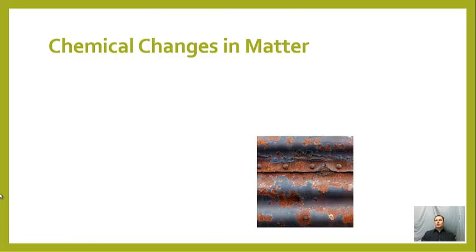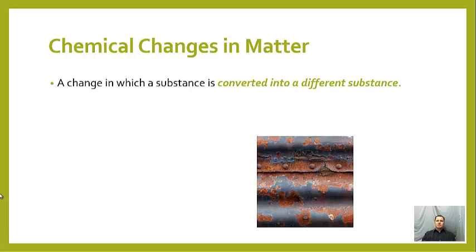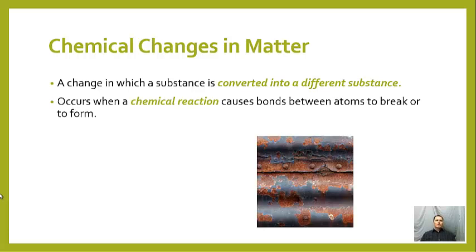Changes in chemical matter. Remember, a chemical property is something that we can't observe without altering its identity. So a chemical change, we're going to see a substance gets converted into something new. Okay? It occurs when some sort of chemical reaction takes place and causes the bonds between the atoms that make up the matter to break or change form. Okay? It's not going to change the amount of matter, it's just going to change the form of it.